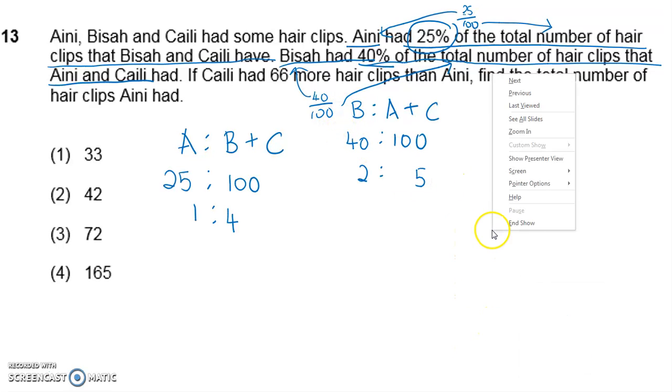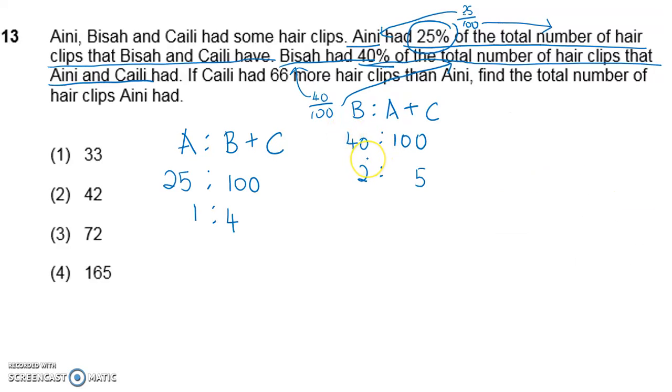Because I want to divide by 20, right? Okay, so I divide this by 20. Divide by 20 is 2. Divide this by 20 is 5. So 2 is to 5. Okay, so what else do we have? Okay, we also know that Kylie had 66 more hair clips than Aini. I want to find the total number of hair clips Aini had. So I know that Kylie has 66 more than Aini. Okay, so these are all the information we have. So what do I know?